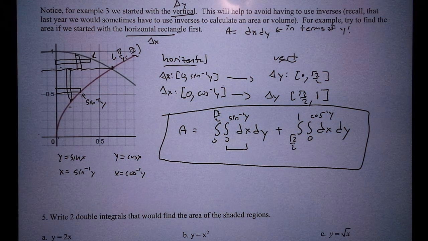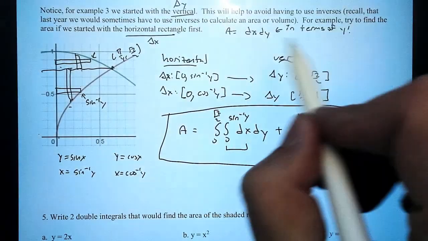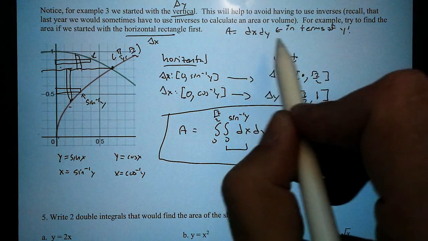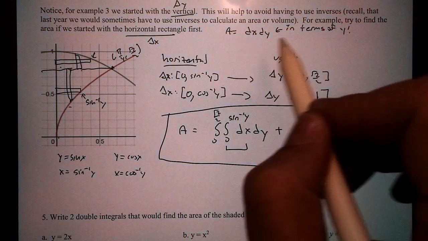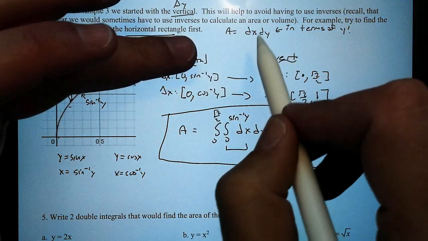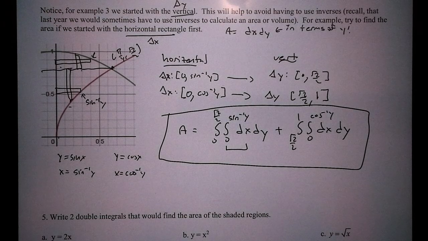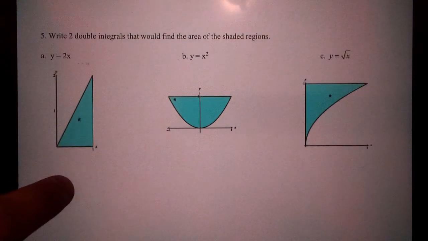Anyways, simply put, if the function's in terms of x, just use dy dx. If the function's in terms of y, you can switch it. But if the function's in terms of x and you want to make it y first or dx first, you have to use your inverses. Hopefully that's not terribly confusing. So let's do some examples down here.